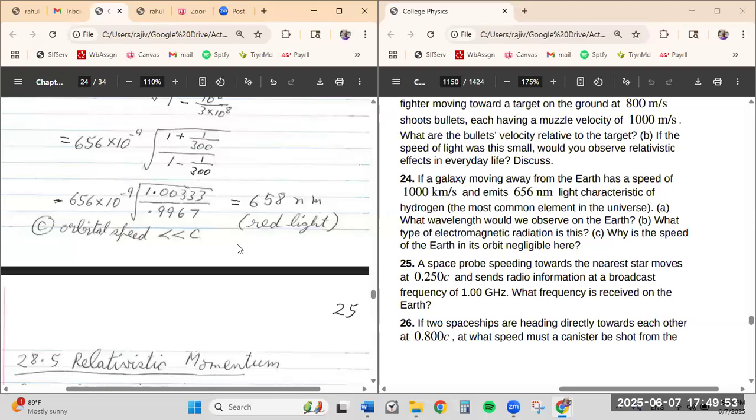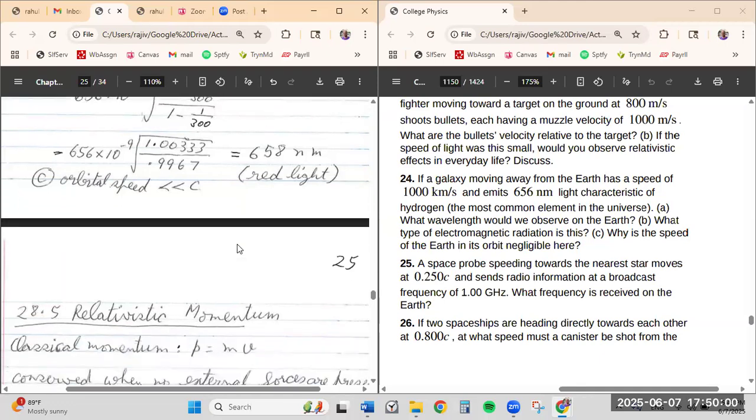So that brings us to the end of 28.4, and we will look at relativistic dynamics in the next few videos, starting with relativistic momentum.